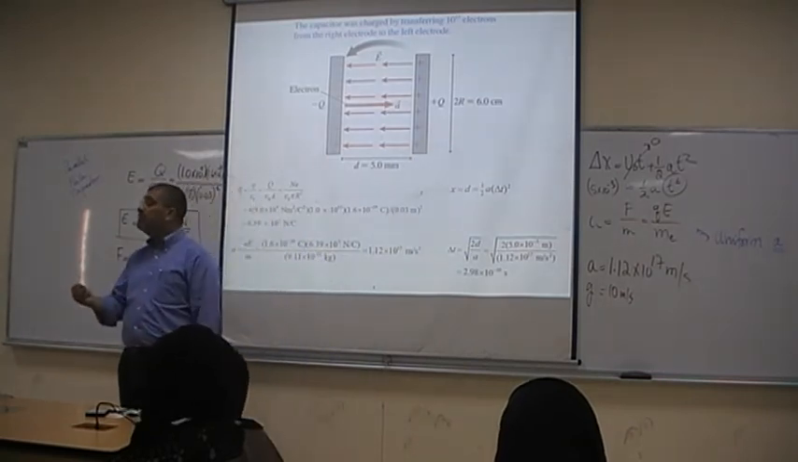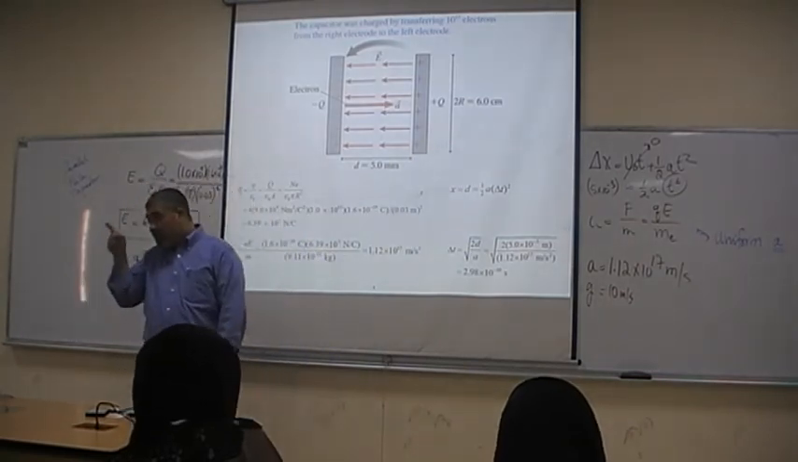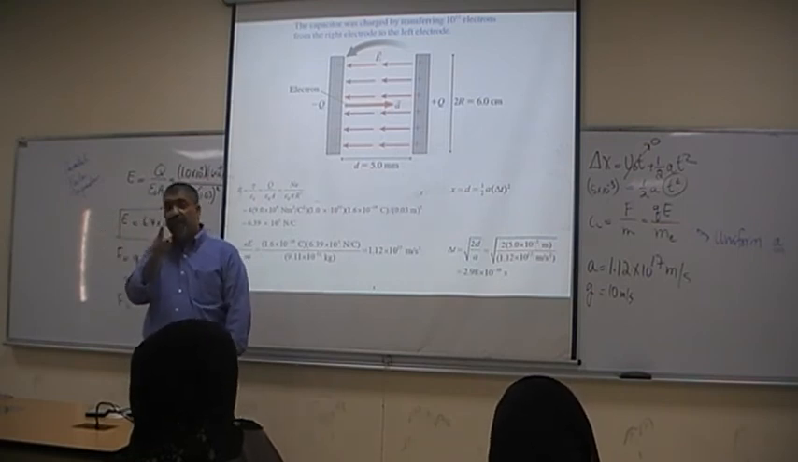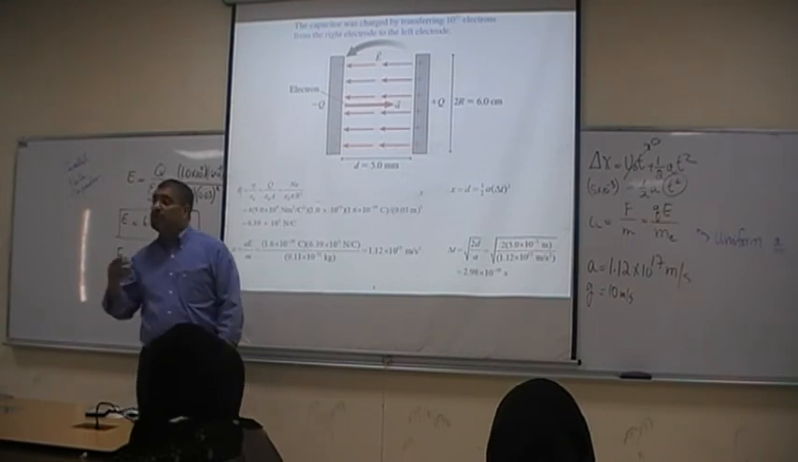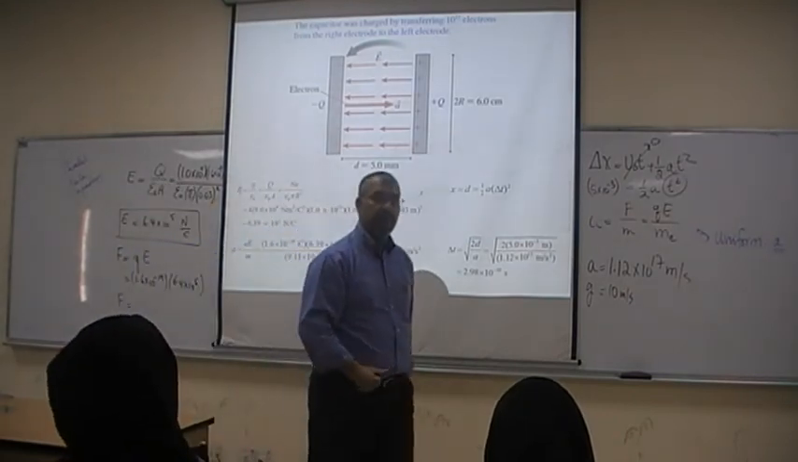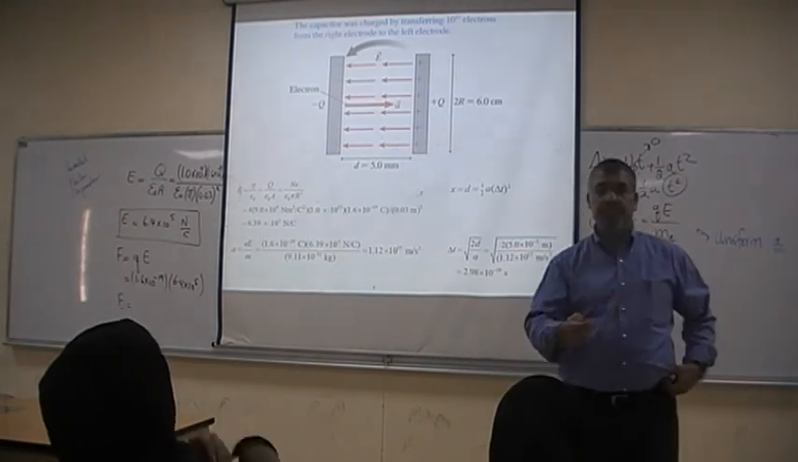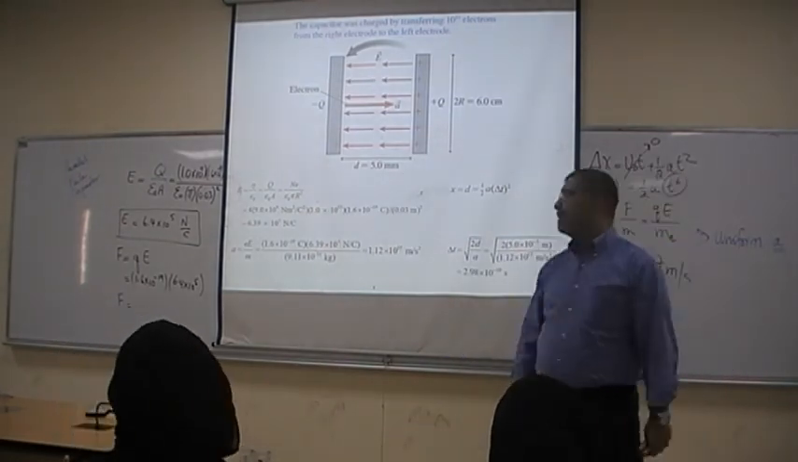Why? Because the acceleration is very big. So the time taken by the electron to go from the negative plate to the positive plate is very, very short. The reason why? Because the acceleration is so big. I'll take a few questions now. Somebody had a question. Yeah, start there.